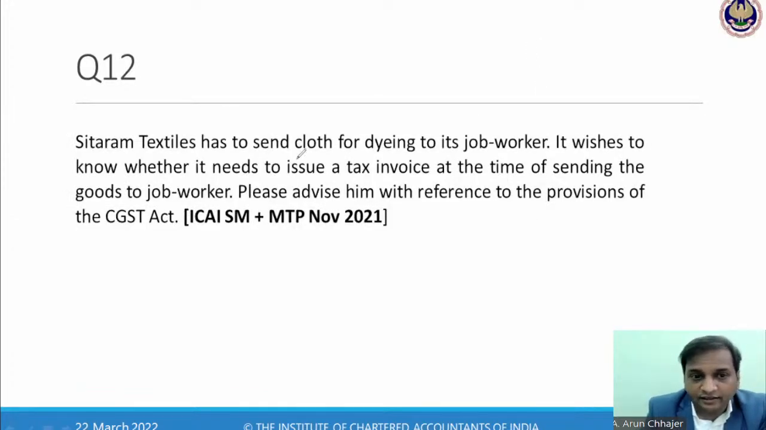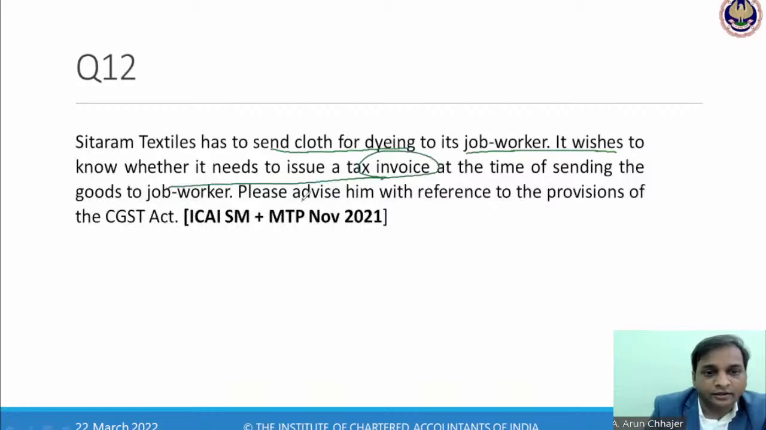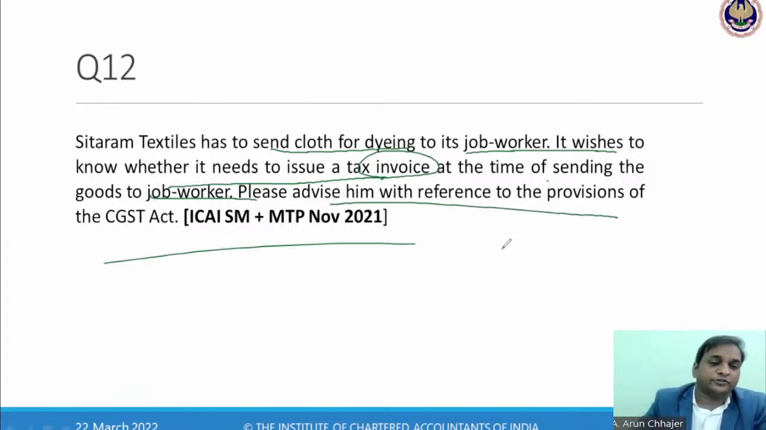Sitaraman Textile has to send cloth for dyeing to its job worker. It wishes to know whether it needs to issue a tax invoice at the time of sending the goods to the job worker. Please advise with reference to the provisions of the CGST Act. He needs to send the cloth for dyeing to the job worker. Then which document will be issued? Will it be required to issue the tax invoice or any other document? Which document is to be issued by Sitaraman Textile?